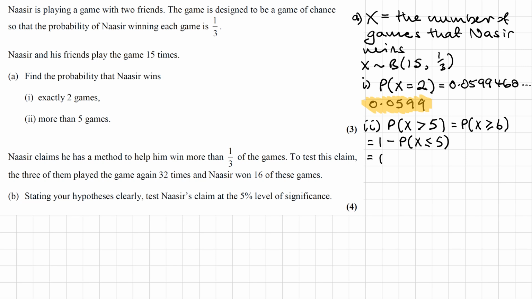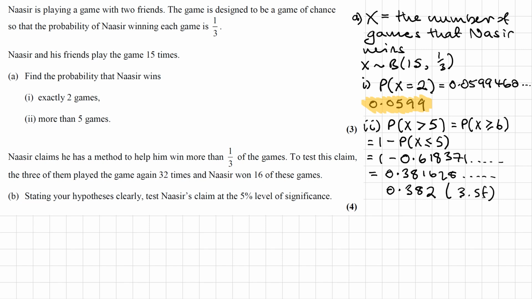So we're going to work out the second part of this on our calculator. So it'll be 1 minus 0.618371 and so on. So remember, to get this value, you'll need binomial CD this time. And that gives 0.381628. And again, we'll give that to 3 significant figures. So 0.382. And I suppose I should put here that I've rounded it to 3 significant figures. And the same with my previous answer.